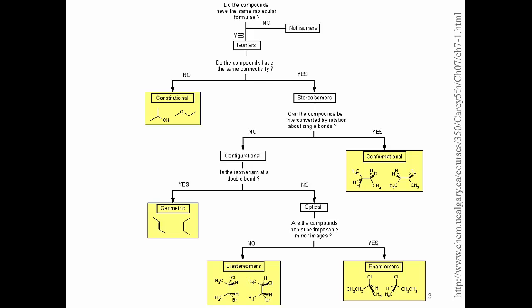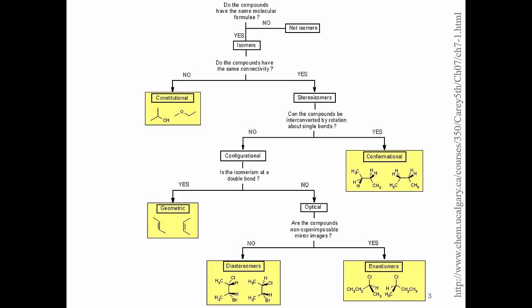Okay, so now if the connectivity is the same, then what we have are something called stereoisomers. Now again, we have either configurational or conformational stereoisomers. So the question becomes, is there a way that by the rotation of single bonds within this molecule we can make them look identical? If we can do that, then they're conformational isomers.